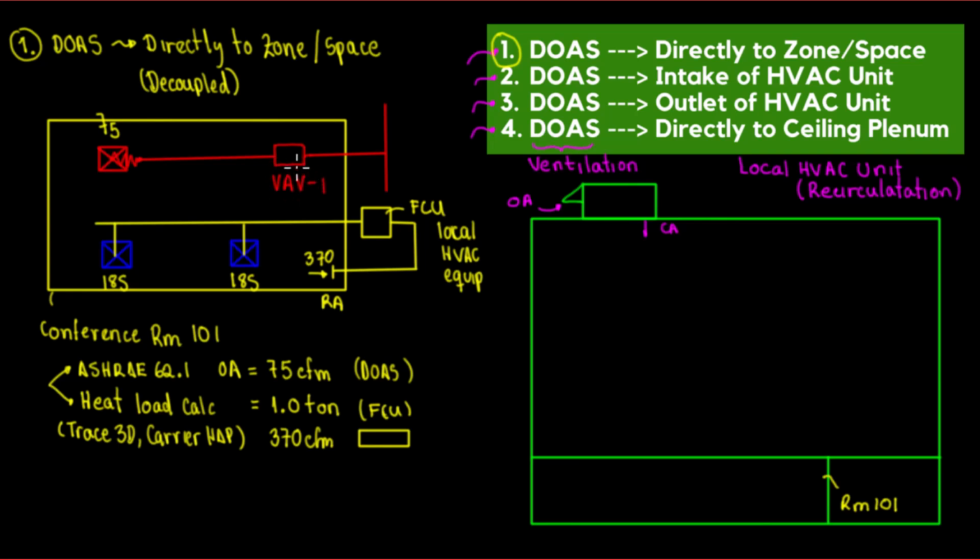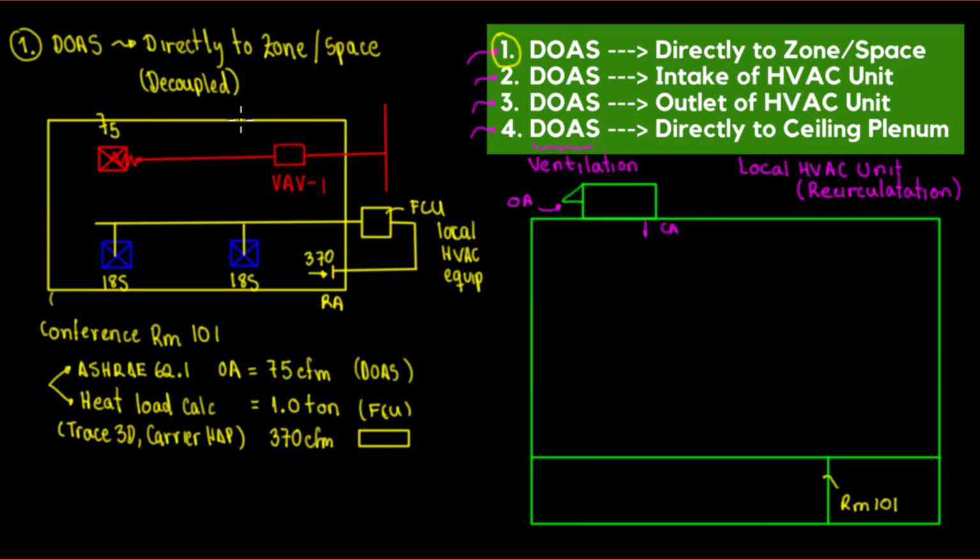Why is it a VAV? Because this is going to allow me to provide enough or maximum outside air depending on the occupancy. And who's gonna let me know about how much occupancy I have in here?